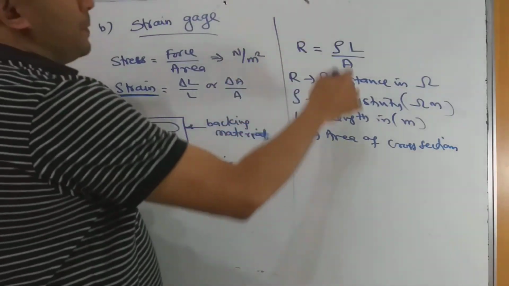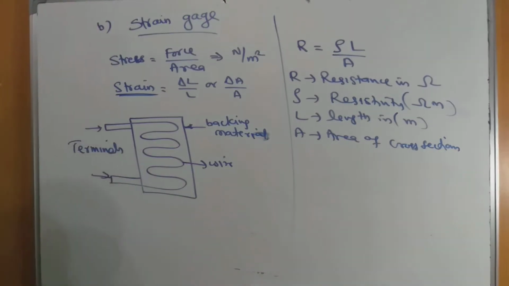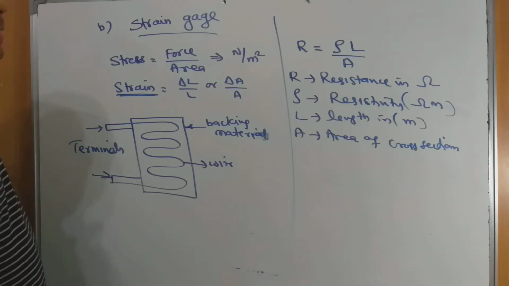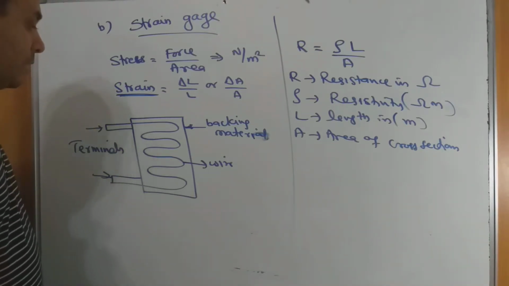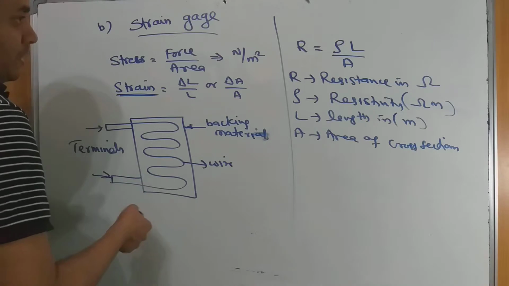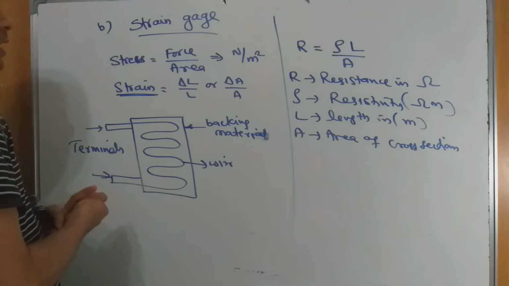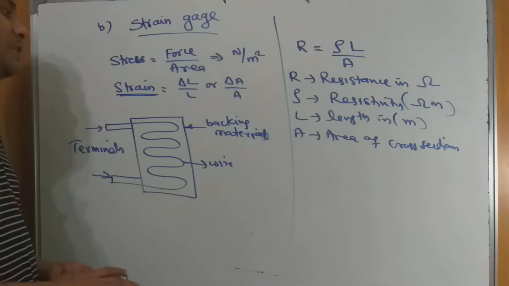So the resistance of a material will depend upon these three parameters. One is the specific resistance or resistivity, which depends upon the material. The next quantity is the length, and the third variable is area. So resistance is inversely proportional to area and directly proportional to length. When a force is applied on this strain gauge, some changes are going to take place. It can happen with area or maybe with length. That will give rise to a change in the resistance, and this resistance change is directly proportional to the strain.